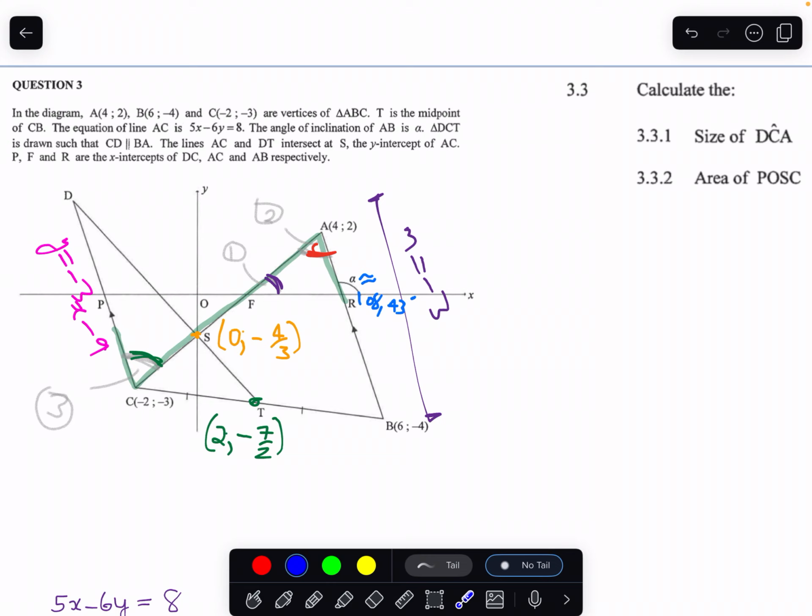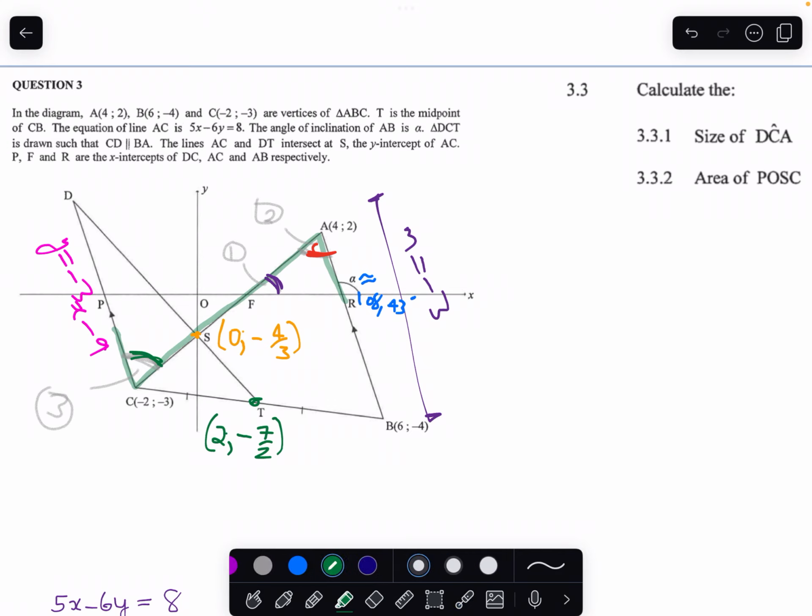Otherwise, another way we could do it is we could say, well, there's this triangle, and then take away this triangle so that you get this bit, and then work out the area of this triangle, and then you get that bit, and then you add them together. So that's another way to do it. Let me think about approach number 1 first.